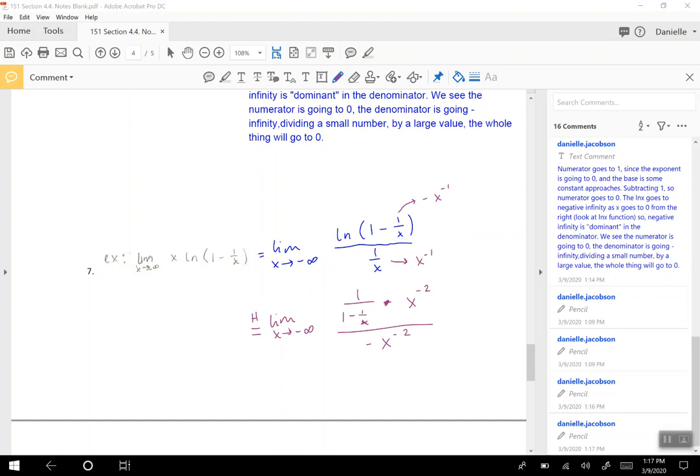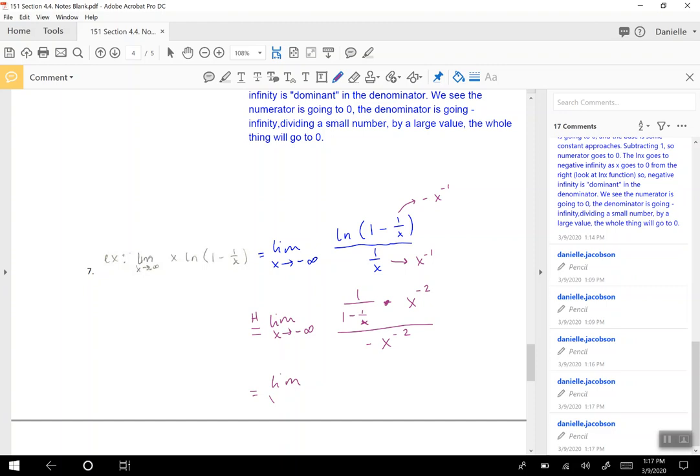So notice here, algebraically, not using L'Hopital's, doing a little bit of algebra and arithmetic, this is the same as the limit as x goes to negative infinity. These divide out to 1, so we're left with a negative from the negative in the denominator, 1 over 1 minus 1 over x.